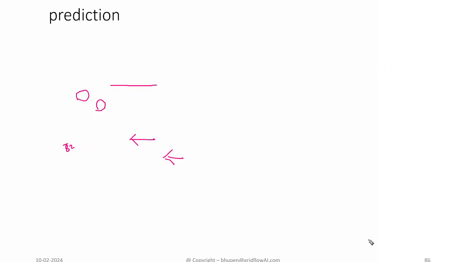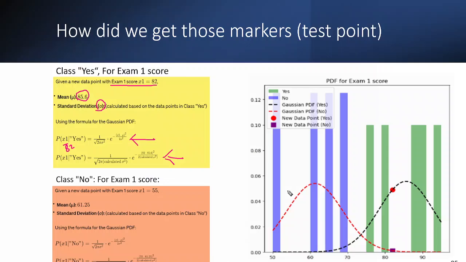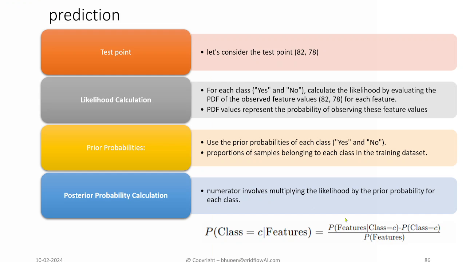Okay, so these probabilities, just a second, please. Essentially the numerator involves multiplying the likelihood by the prior probabilities for each class and the features. And that's how we are going to compute the posterior probability for the two classes here. And whichever class has the highest probability will be the prediction for the test point.